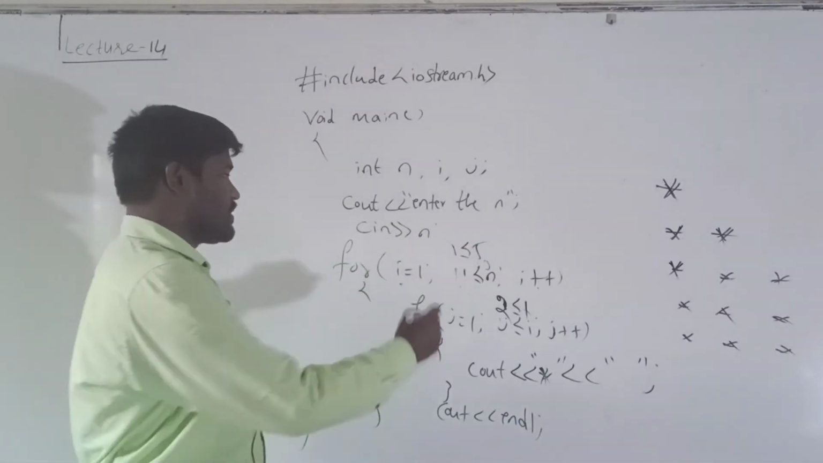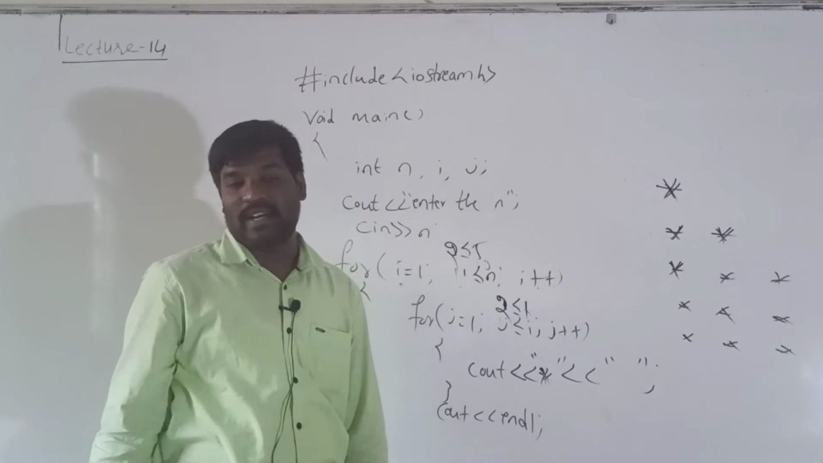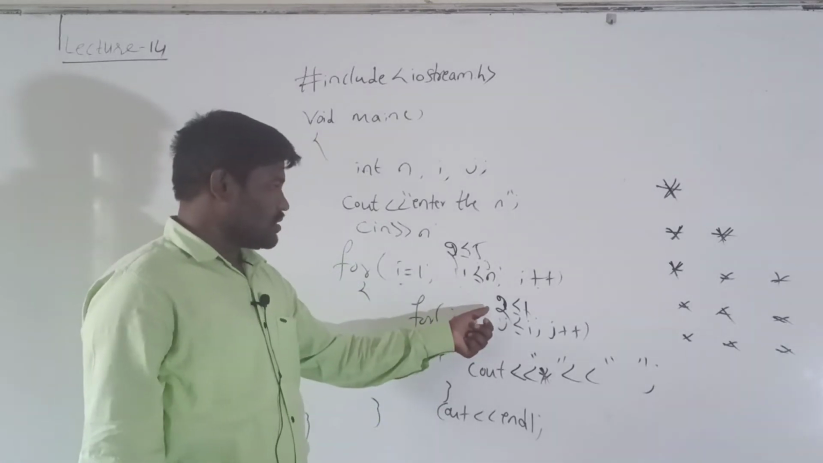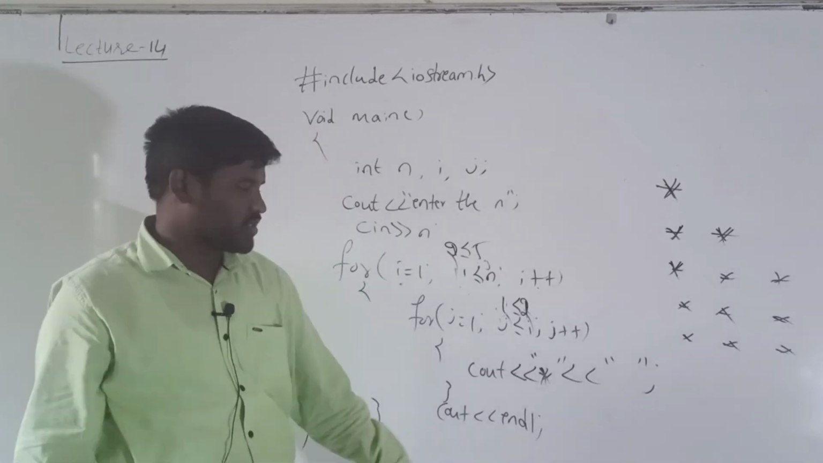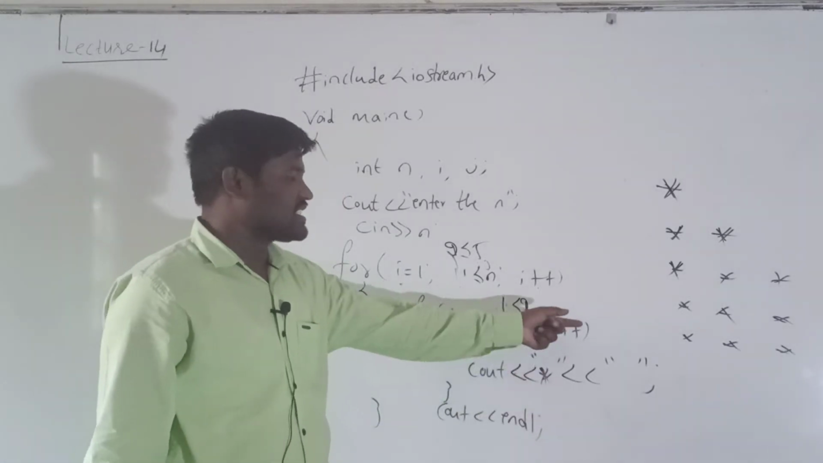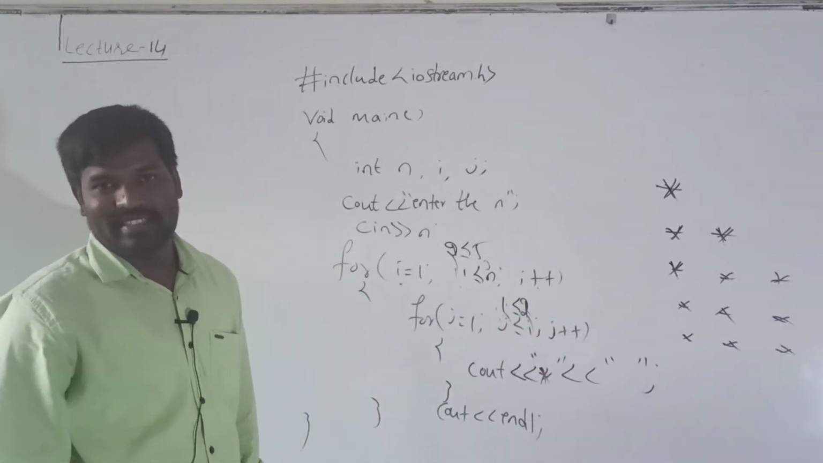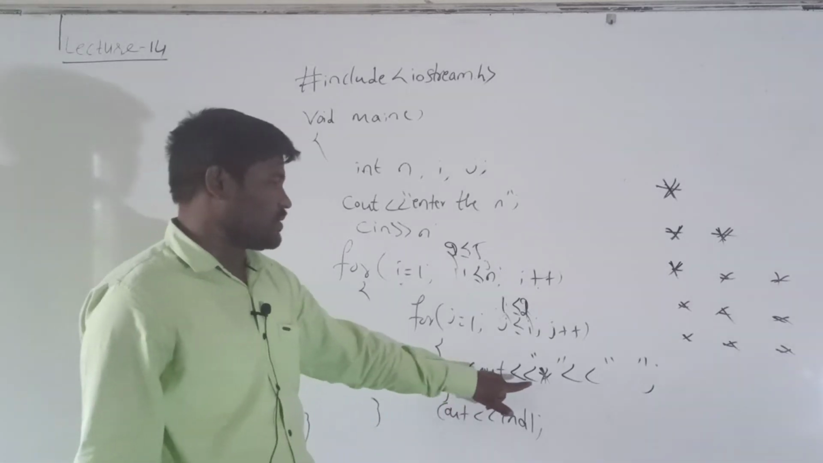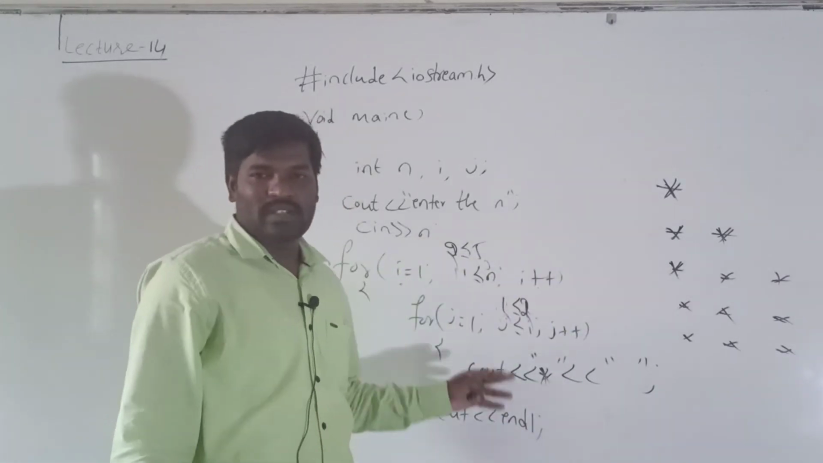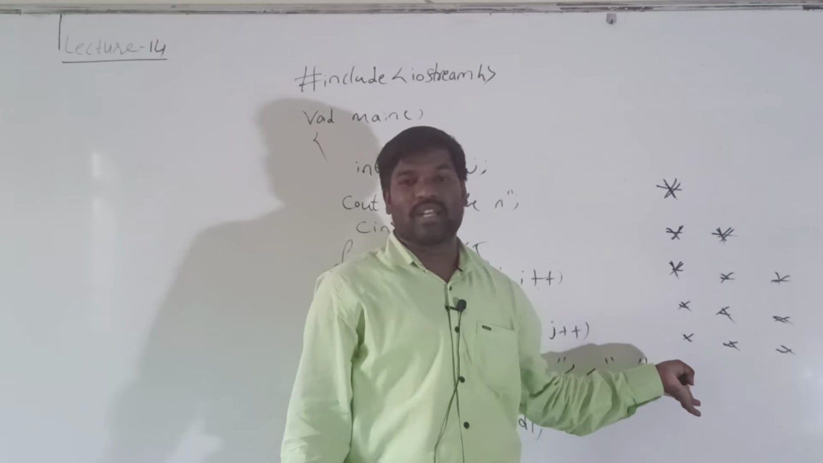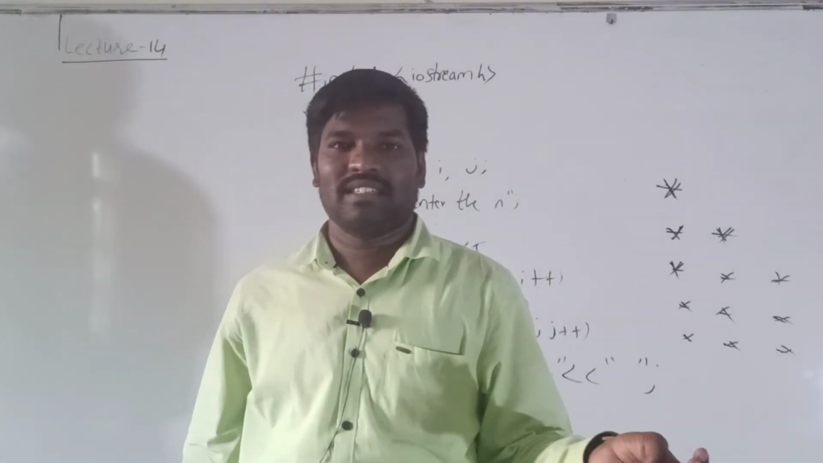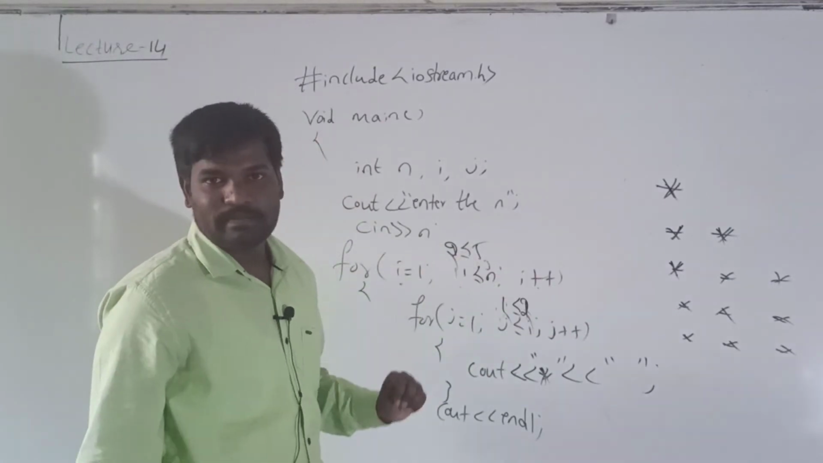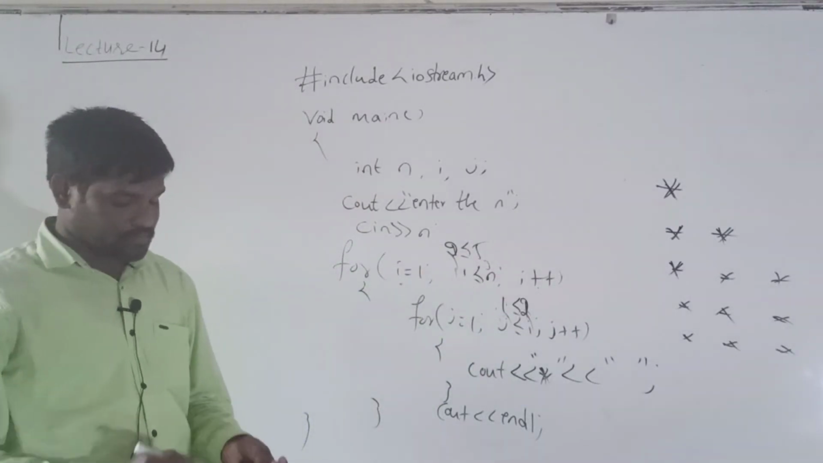i plus plus, i becomes 2, 2 is less than or equal to 5, condition is true. Again j starts with 1, 1 is less than or equal to 2, condition is true, it will print 1 star. Next j plus plus, j becomes 2, 2 is less than or equal to 2, again condition is true, it will print another star. So like this it will print 5 lines. In the third line 3 stars, in the fourth line 4 stars, in the fifth line 5 stars.